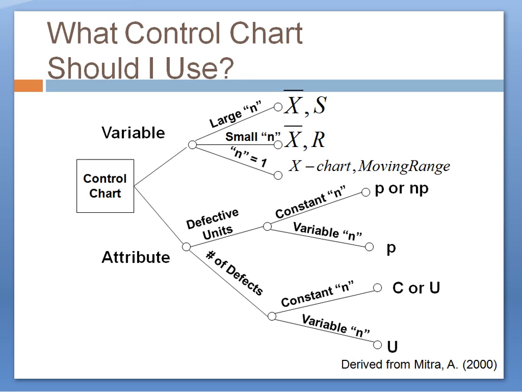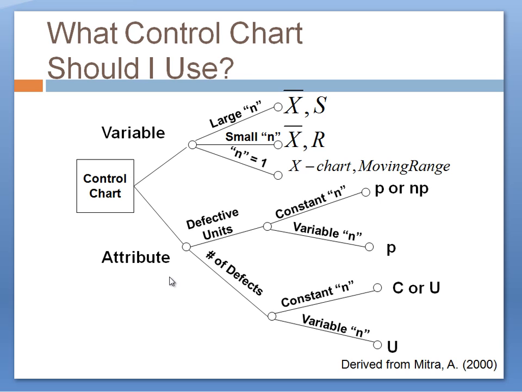So which one to use? In the case that you have variable data and you have a large sample size, you will use the X bar and S chart, as is indicated in this branch. If you have a small sample size, which I would say is n less than or equal to 10, you will use the X bar R chart. If you have a sample size equal to 1, that is where you use the X chart or the moving range.